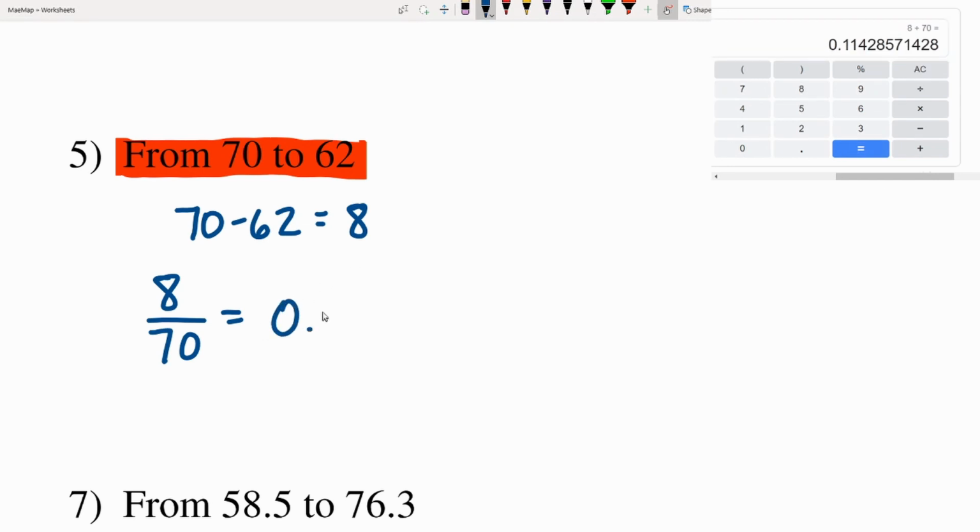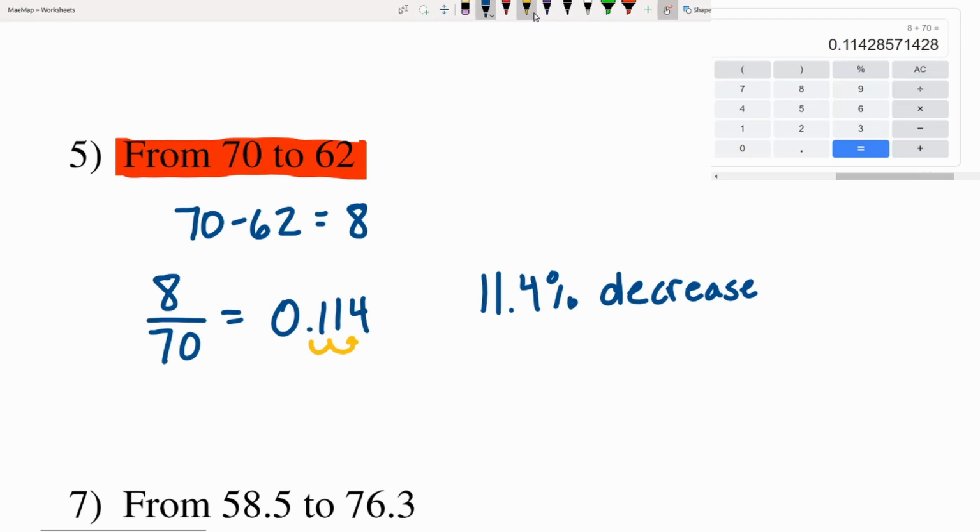is 0.11. Rounding to the nearest thousandth will be 4, and then when I move that decimal place over twice, that will be like rounding to the nearest tenth for the percent. So this is an 11.4% decrease because that number got smaller.